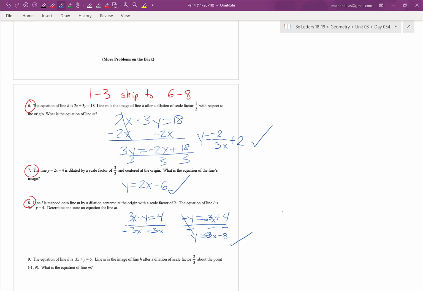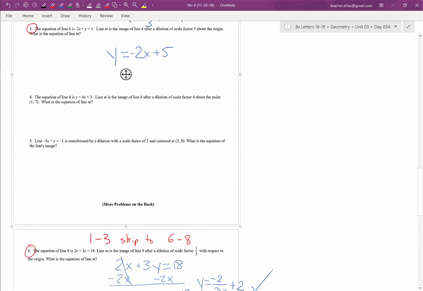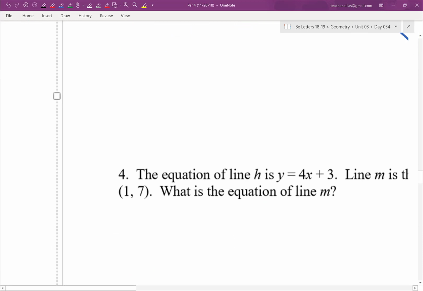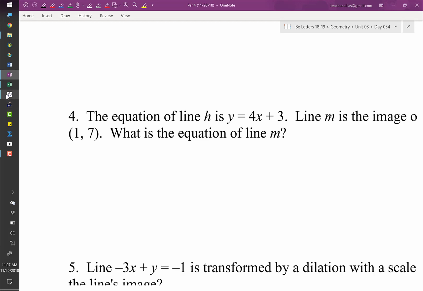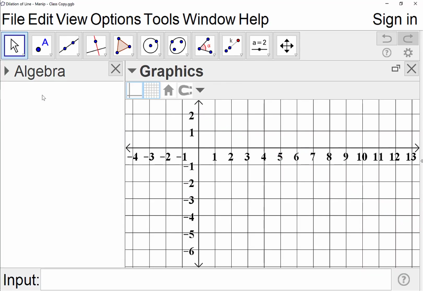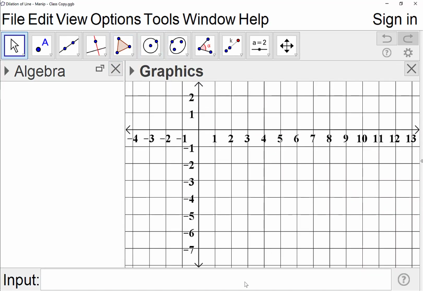All right. So the problems that we don't get are like number 4. Do you agree? I think a lot of people are stuck on number 4. So I'm going to show you what's really going on. What was the equation of the line in number 4? Y equals 4x plus 3. Do you see how I'm writing that in at the bottom? And it's graphing a line?